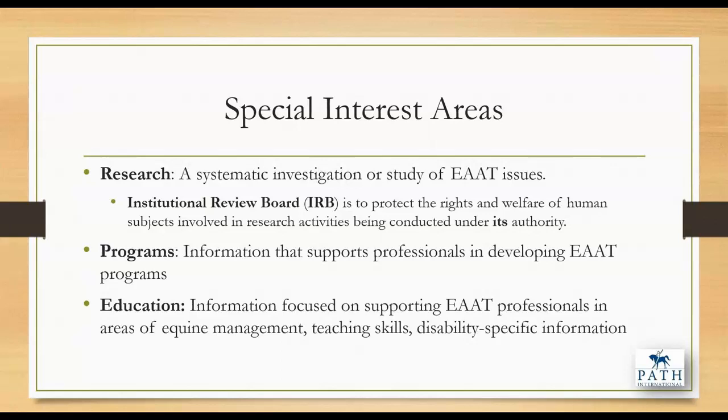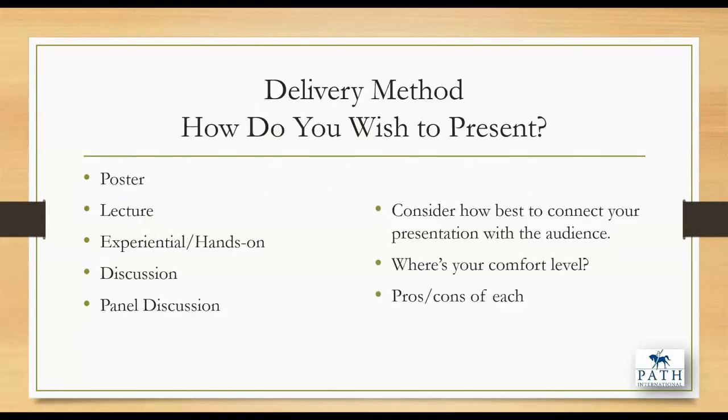For each submission, you can only pick one of these areas. So you can't say, well, my abstract is really a combination of research and education. No, you need to decide which category you are going to submit that abstract for: research, programs, or education.